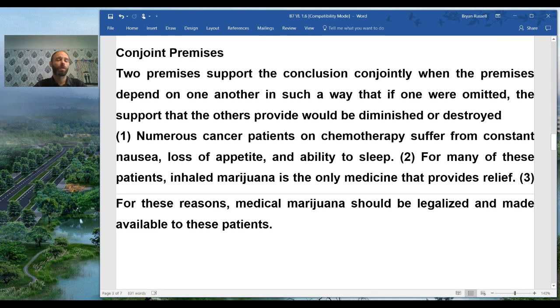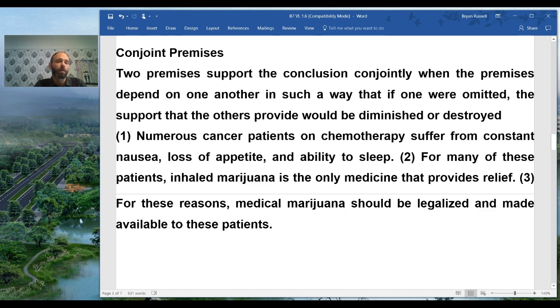Now, another pattern we will run into is called conjoined premises. So, two premises support the conclusion conjointly when the premises depend on one another in such a way that if you took one away, the support the others provide would be either destroyed completely or diminished at least. So, conjoined premises will be similar to the horizontal pattern, but recall with the horizontal pattern, the premises supported the conclusion independently. In the conjoined pattern, they only support the conclusion together, or at least they support it more together.